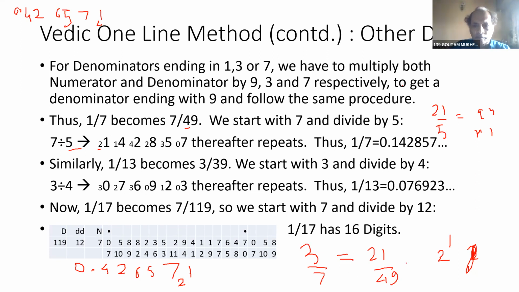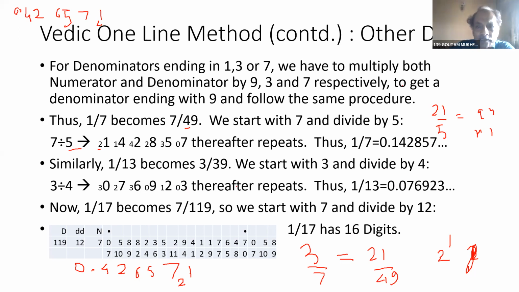So this is clear. This point is clear. Now, I take another example, say 1 by 13. 1 by 13 is how much? 1 by 13, 3 by 39, 3 by 4. So it starts with 0, 7, 6, 9, 2, 3.